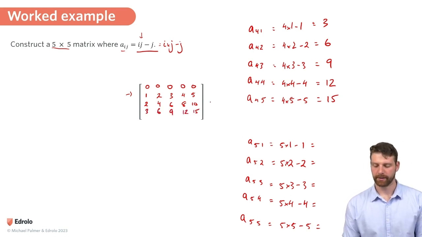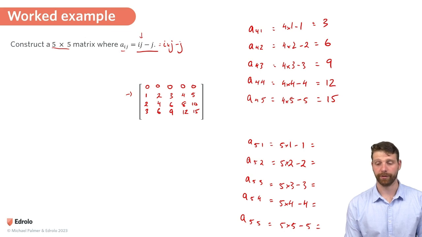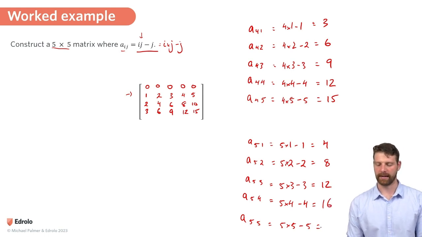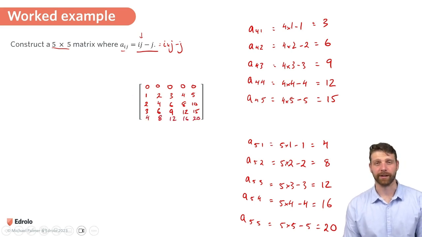Okay, and lastly, we've got row 5. So I've got 5 minus 1 is 4. 10 minus 2 is 8. I think you can see the pattern. 5 times 3 is 15, minus 3 is 12. Should be, I think, 16 and 20. Awesome. Okay, so the matrix is finished.